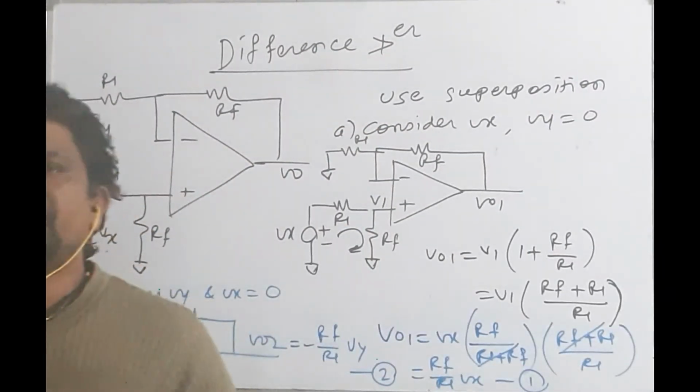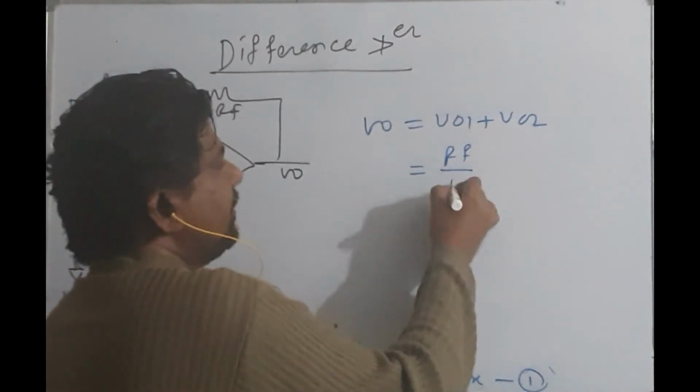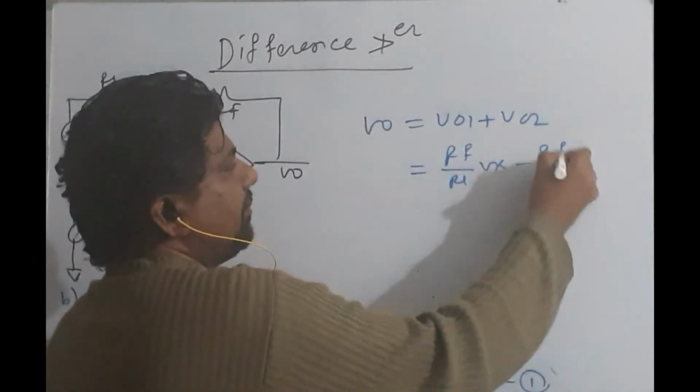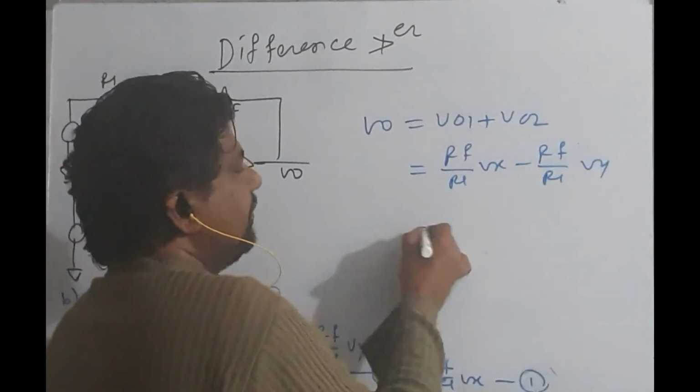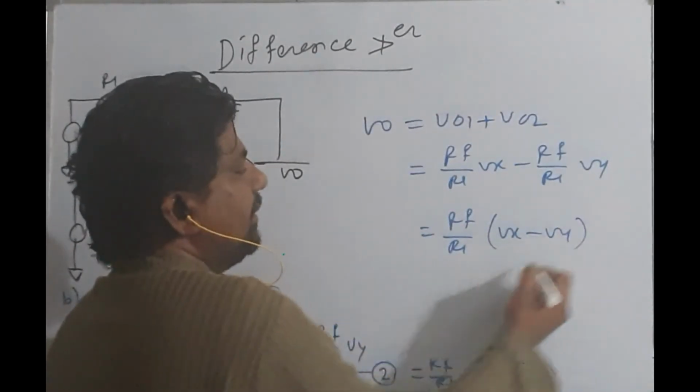So this is by using superposition. We have considered each source independently, all sources replaced by short circuit. Now let us try to find V0. What is V0 now? The algebraic sum of V01 and V02, because we got two expressions: Rf upon R1 into Vx minus Rf upon R1 into Vy, which is Rf by R1 into Vx minus Vy.